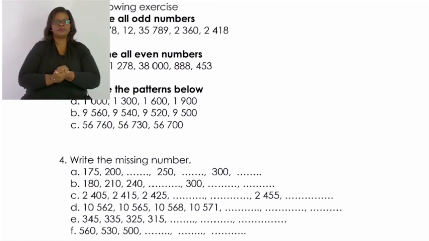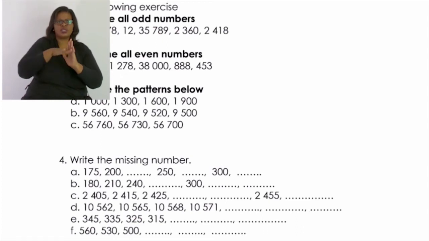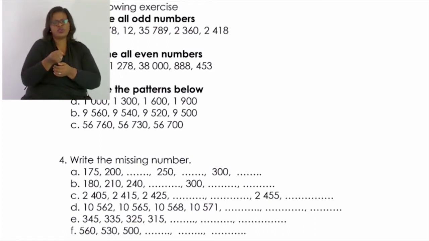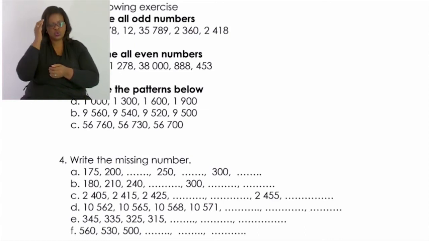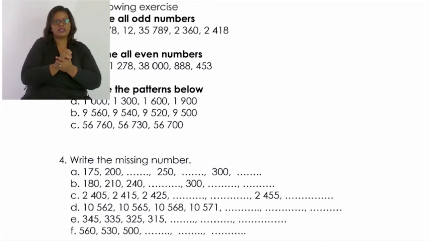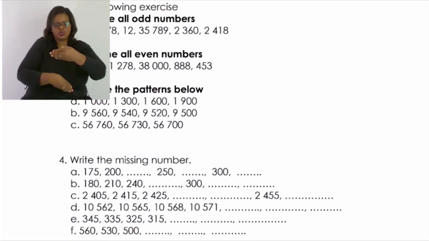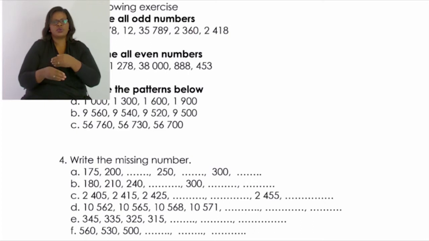Then on number 4, you are putting missing numbers. You are supposed to start the pattern and see whether it is increasing or decreasing. If you start with 175, then you go to 200. You see that it's going up. But you are supposed to see that it is going up by 25. If you say 200 minus 175, you get 25. So you are supposed to add that same number for you to finish the work.